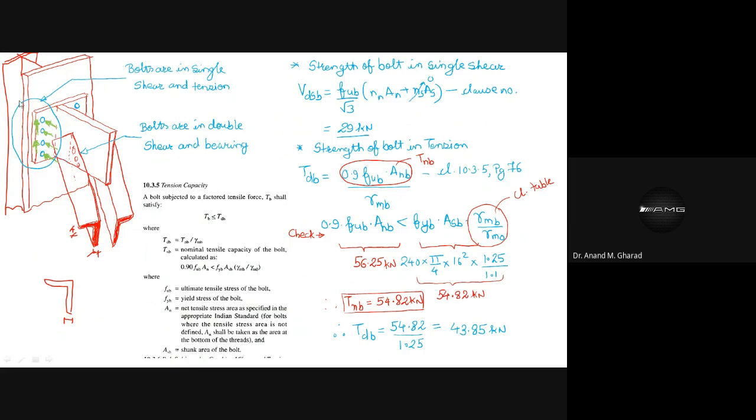So let us first of all see the capacity. For the strength of the bolt in single shear, you write down the formula, with everything required, clause number, page number, etc. You calculate the value. You substitute the necessary values. What will be the FUB value? What should be the FUB value? It is the ultimate strength of the bolt.